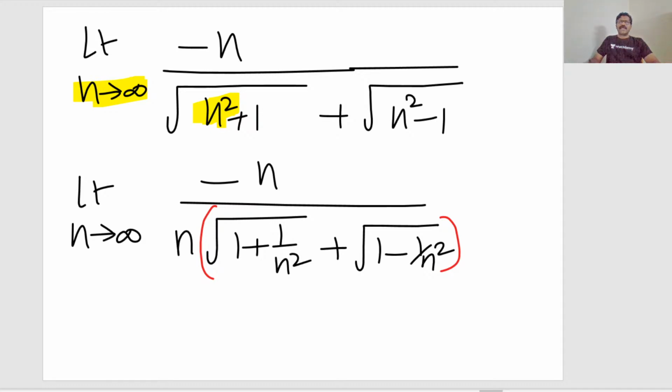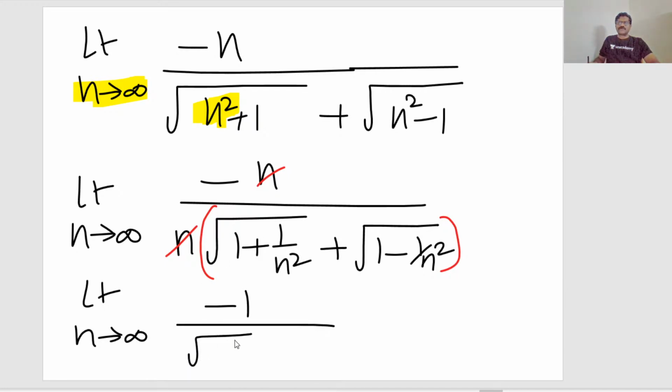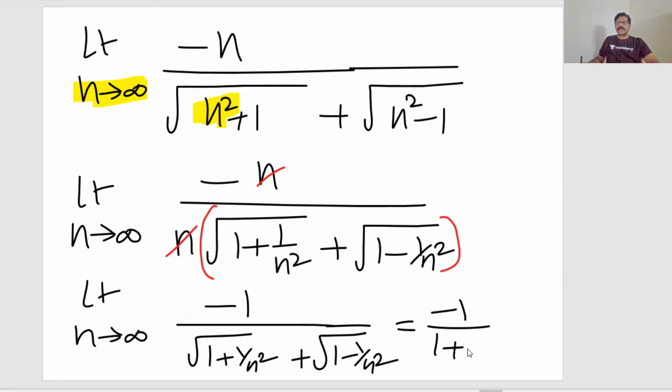Now when n tends to infinite, 1 by n square tends to 0. That's why limit n tends to infinite, minus 1 by (square root of 1 plus 1 by n square, plus square root of 1 minus 1 by n square) gives you minus 1 by 1 plus 1, that is minus 1 by 2. So here the answer is minus 1 by 2.